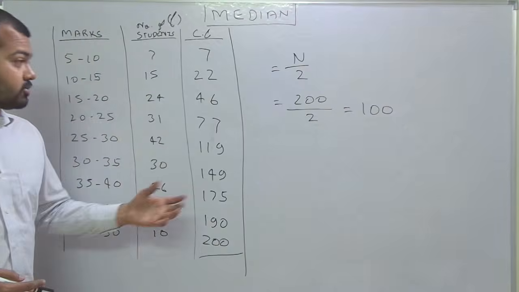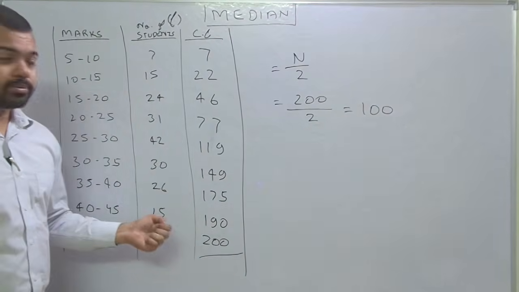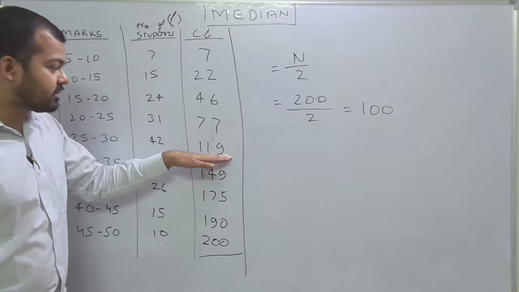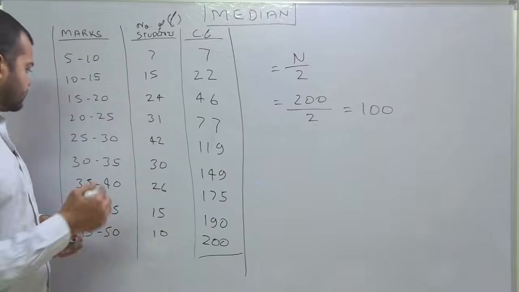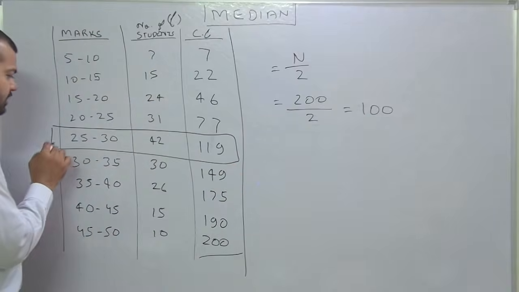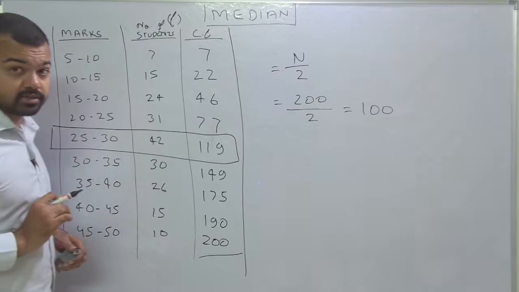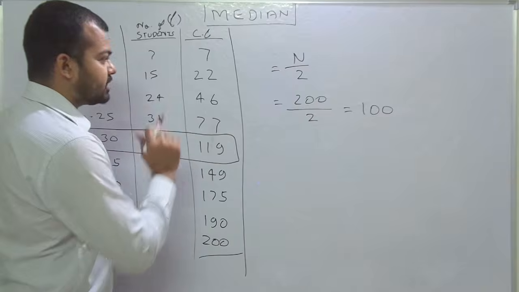Now you have to find where this 100 lies in the cumulative frequency column. It means 100 lies in this 119 class because 100 is less than 119. So we need to encircle or box this line, because our median lies between these two figures, between 25 and 30. So 119 is our median class.